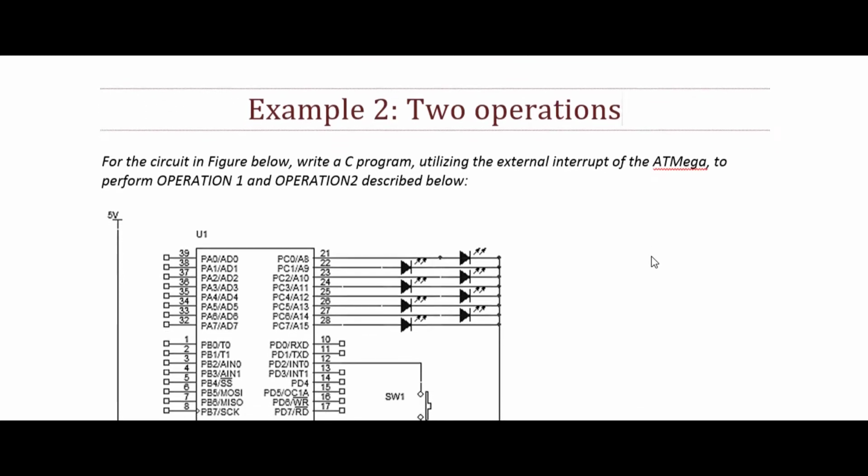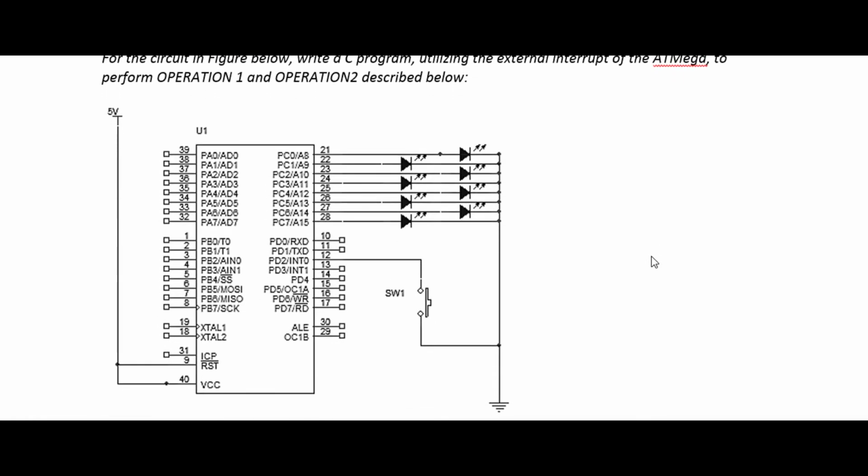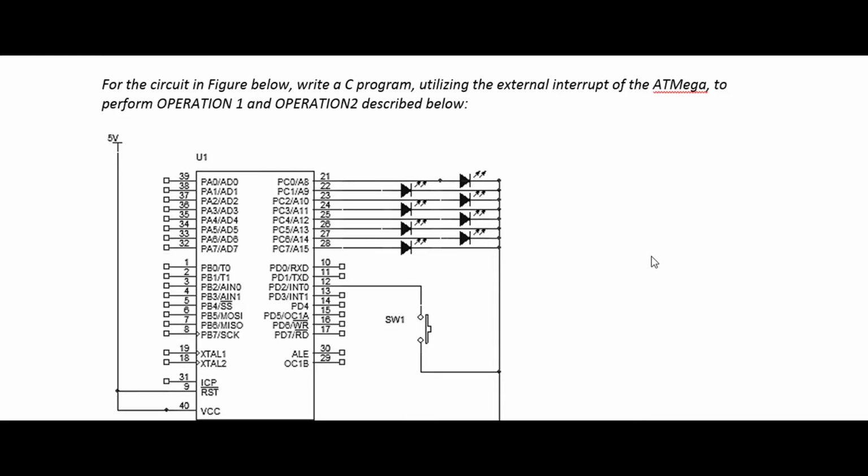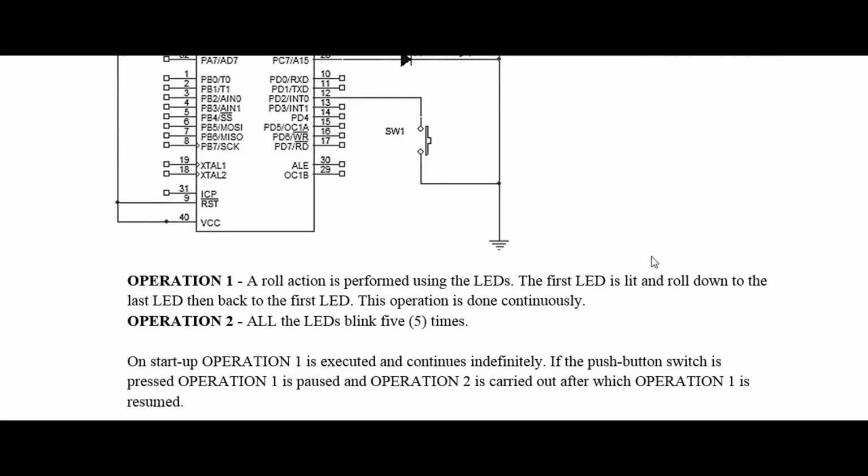So for the circuit in the figure below, we need to build a circuit like this one. Write a C program utilizing the external interrupt of the ATmega. Actually, we are going to use the ATmega32 to perform operation 1 and operation 2 as described below. Operation 1: a roll action is performed using the LEDs. The first LED is lit and rolled down to the last LED, then back to the first LED. This operation is done continuously.